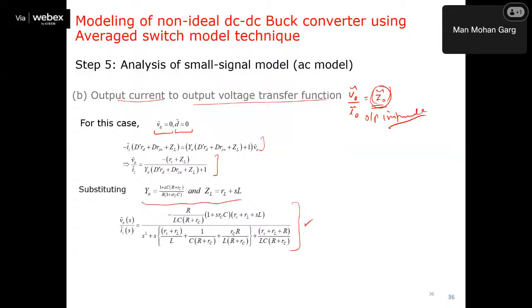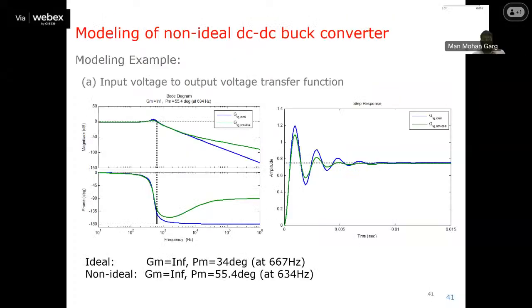And I will tell you how we get these in MATLAB also, and how to plot these results. If I'm just observing the input voltage to output voltage transfer function, then we have two plots. One is for the ideal case, another is for the non-ideal case. So this green one is for non-ideal, and this blue one is for ideal.